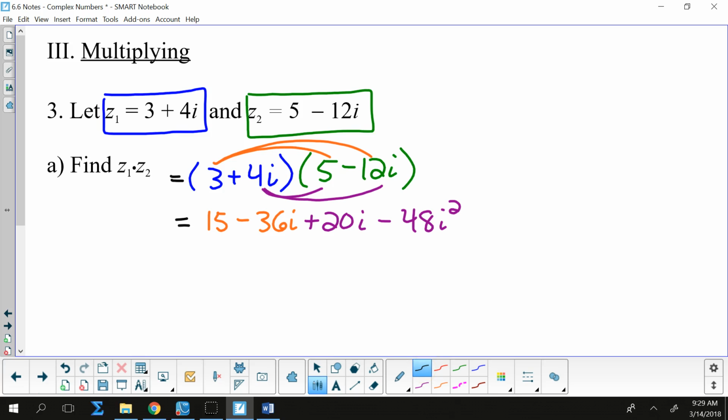Yes? Can I simplify anything? Okay, what like terms can I combine?